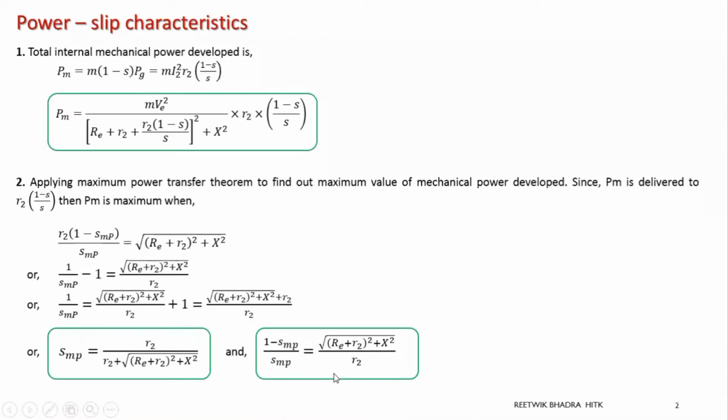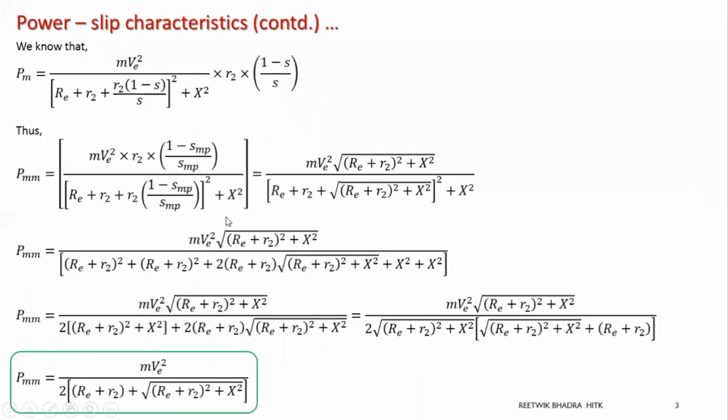Next, we have to do some calculations. Now, this Pm will be maximum when this S term is replaced by this SMP. So next step, because we are finding the maximum power, PMM will be the same equation, but with S replaced by SMP. So the next equation is the same equation of PM, written again for your understanding, and wherever there is an S, I am replacing it by SMP.